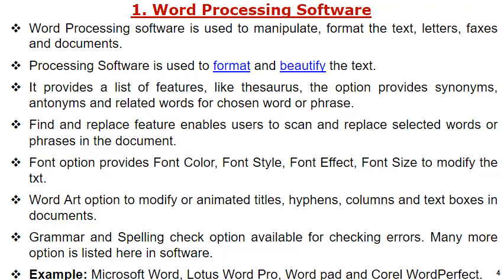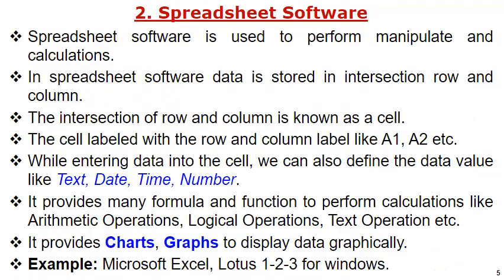How is that possible? That is possible through grammar and spelling check. Grammar check is also there. It suggests whether your statement is correct or not. If there are some kinds of grammatical mistakes, it will help you. As well as spell check, it will help you. Some examples are Microsoft Word, Lotus Word Pro, WordPad and Corel WordPerfect. These are the different operations and the description of word processing software.